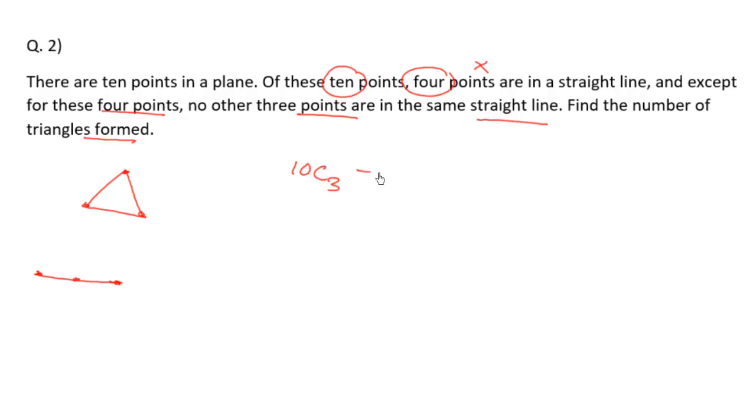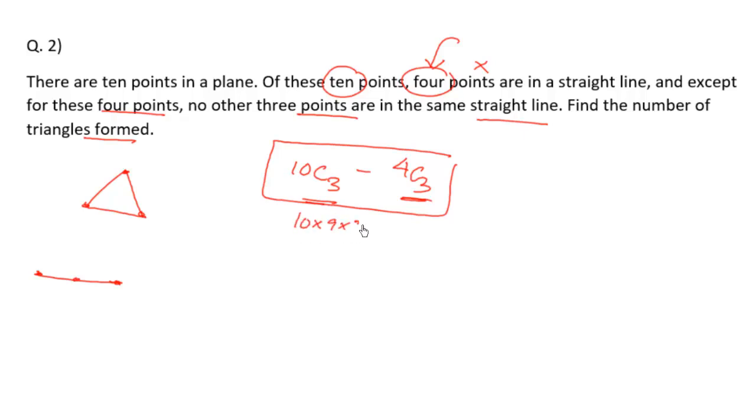Correct? From here we'll be deducting those possibilities wherein the 3 points are taken from these 4 points which are collinear. So obviously that is 4C3. This is the possibility wherein no triangle will be formed. This is the total number of ways, so obviously the difference of these two will give me the answer. 10C3, if I calculate, is 10 into 9 into 8 divided by 3 factorial, which is 6, so it is 120, minus 4C3, which is nothing but 4. So the answer for this question is 116.